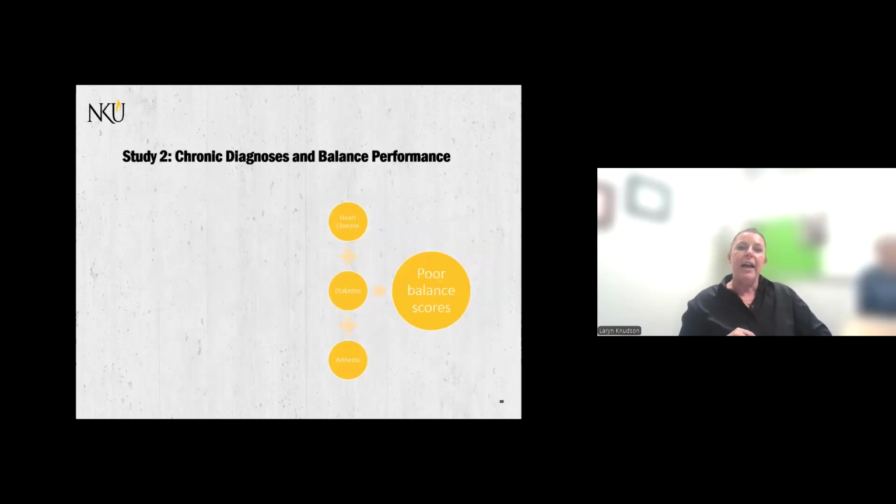We also took a look at chronic diagnoses and balance performance. Over the last year, we've been collecting data over and over again with all of these individuals who are doing their baseline balance testing on the KoreBalance. And the participants who do use the KoreBalance and sign off on our research have also completed intake paperwork at the senior center. So we have an idea of what medical diagnoses these individuals are coming in with.